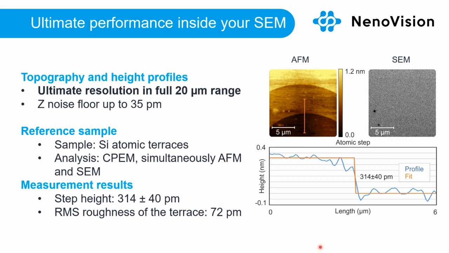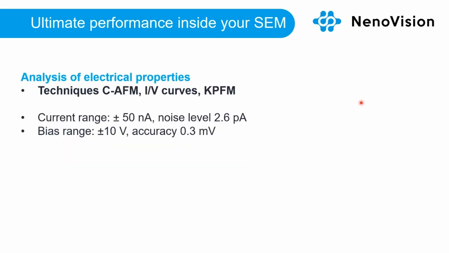I wanted to say once more, it's measured inside the SEM, and during this measurement both AFM and SEM data were acquired. I would also highlight the performance of the electrical properties, which is mainly related to techniques like conductive AFM, IV curves, or KPFM. We have a measurable current range of plus minus 50 nanoamps, with a noise level of a bit more than 2 picoamperes. You can bias the tip or the sample plus minus 10 volts with an accuracy of 0.3 millivolts.